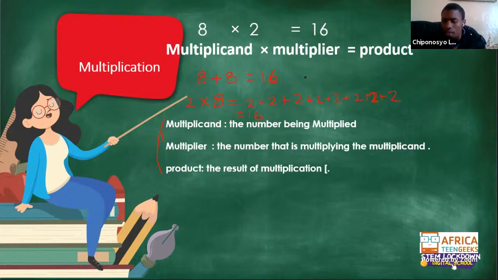Multiplicand, multiplier, product. What has multiplying this produced? Product. That's where the product part comes from. The answer, some call it the result.